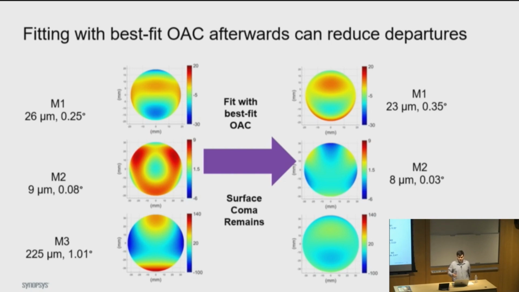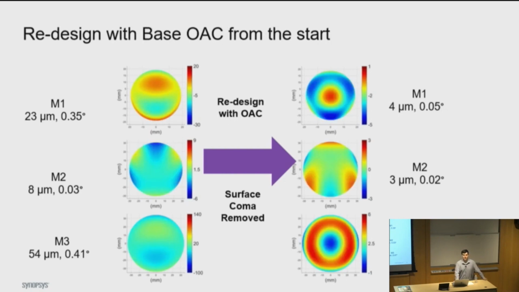So we'll take our fit with the best fit off-axis conic at the end of the design, and we will compare it with our off-axis conic redesign, and this is that comparison. Mirror 1 had 23 microns in the fitting case, but with redesign we get down to 4 microns. For Mirror 2, 8 microns goes to 3. For Mirror 3, 54 microns goes down to 5.